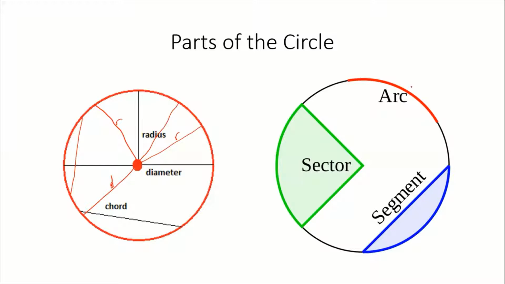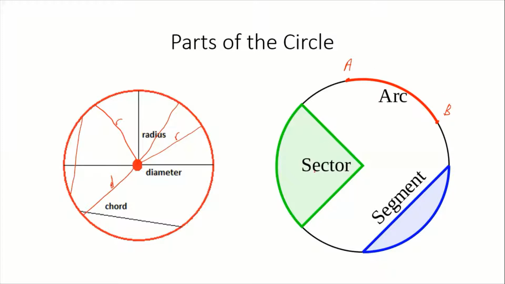Now let's look at an arc. An arc is just a part of the circumference between 2 points. So for example, this point here is A and this point here is B. Then the arc would be AB, right? So it's just a part of the circumference between 2 points.